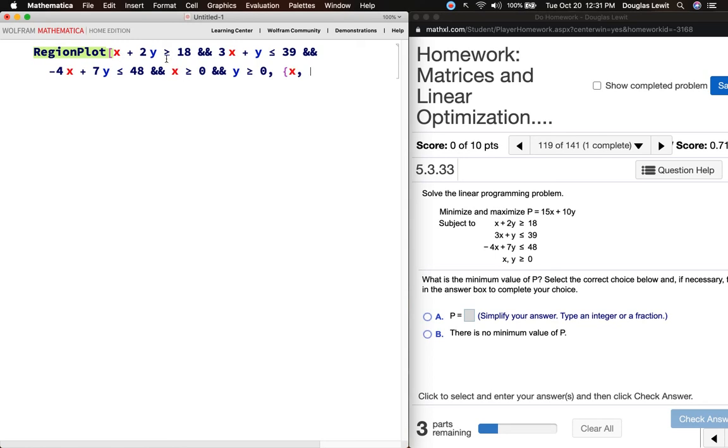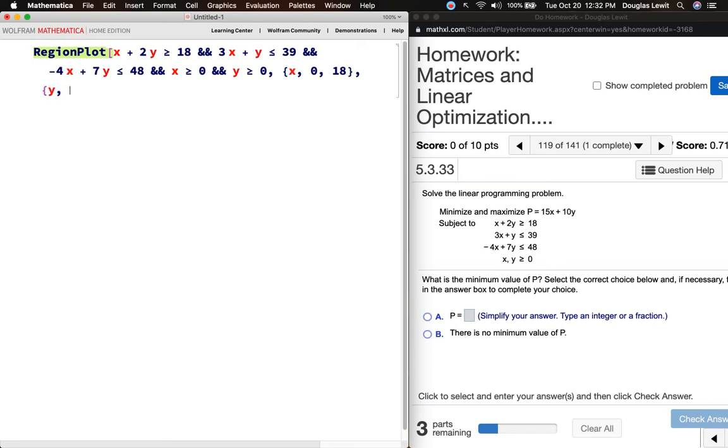If we're looking at this equation, x plus 2y is equal to 18, we're just looking at the line rather than the entire region. If y is equal to 0, we know x goes to 18. If y is equal to 0 here, 3 times 13 is 39. If y is equal to 0 here, well, negative 4 times negative 12 is going to be positive 48. So it looks like the largest x value is going to be 18. Let's go up to 18.